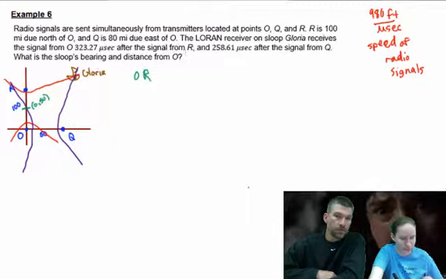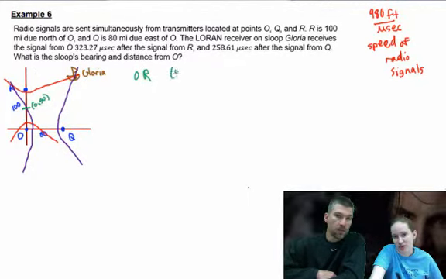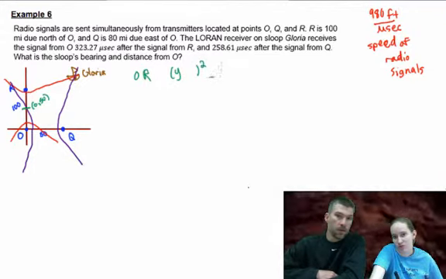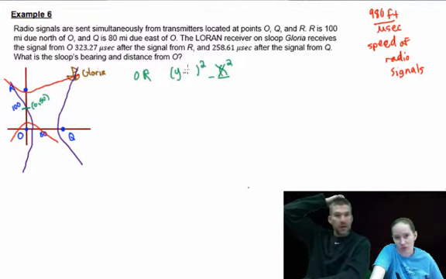That's going to be helpful because it's a hyperbola up and down. So we've got y squared first, and then x squared. So it'll be y minus 50 squared.